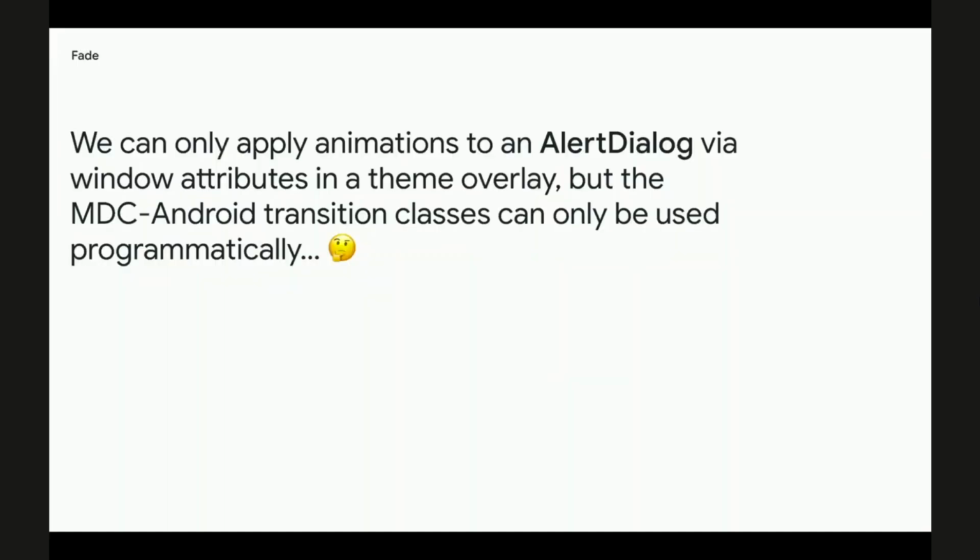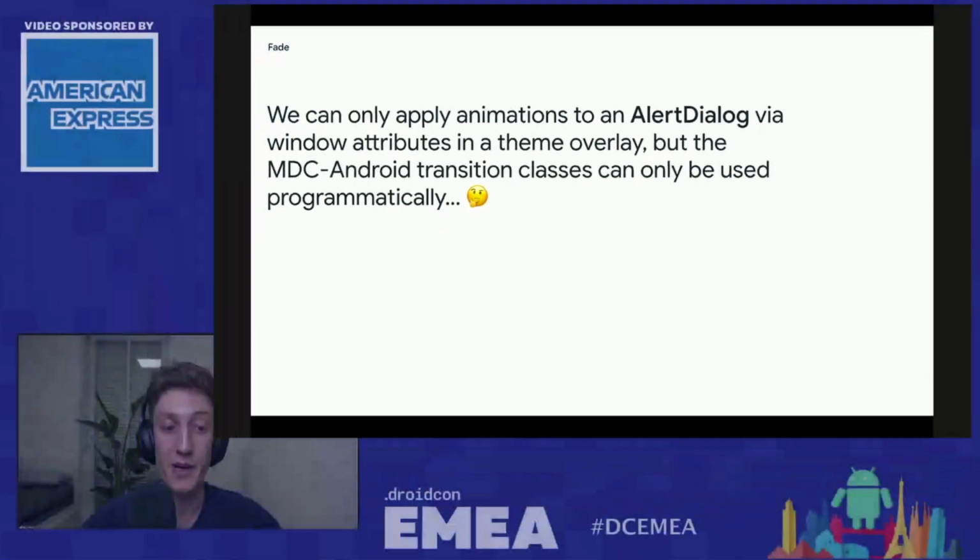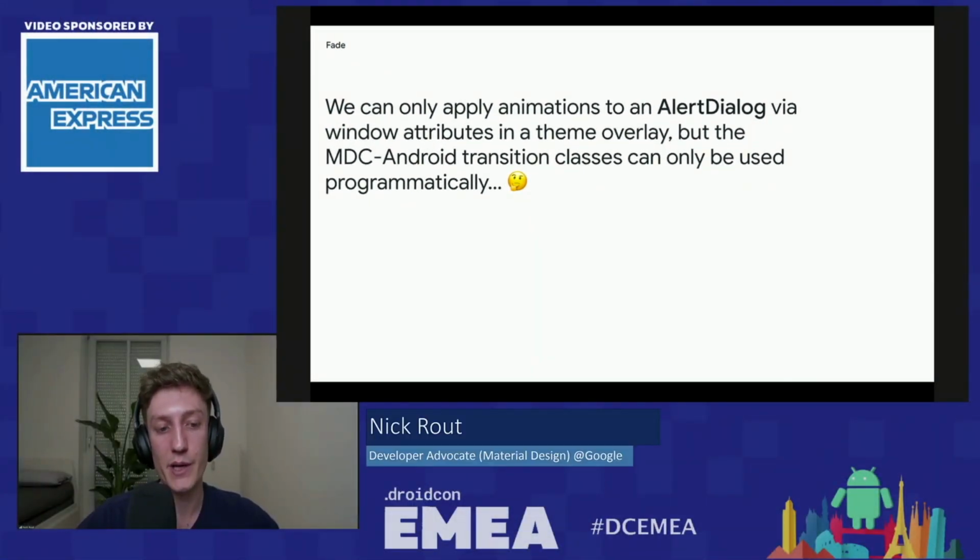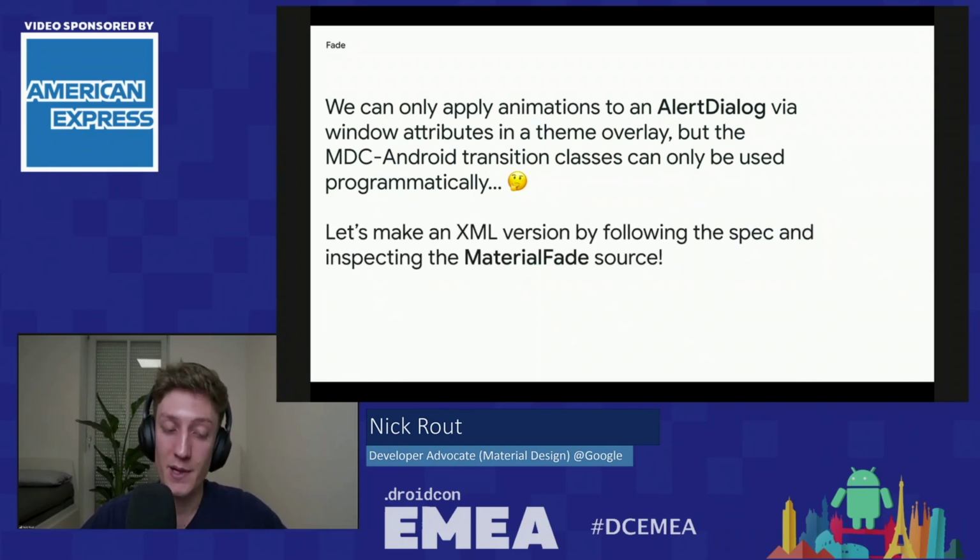As it turns out, we can actually only apply animations to an alert dialog via window attributes in a theme overlay. But the problem in my case is that these MDC Android transition classes, as I've shown in all the other examples, can only be used programmatically. You can't specify them, let's say, in XML or put them in a nav graph or something like that. They're pretty much exclusively used programmatically. So what can we do here? In my case, the only option I was really left with was to make an XML version by following the material spec and then inspecting the MaterialFade.java source code. I know it sounds a little scary, but let's go through it because in the end, I think it worked out pretty well.